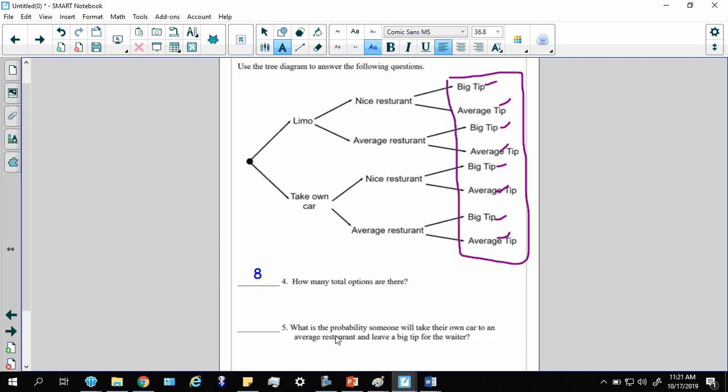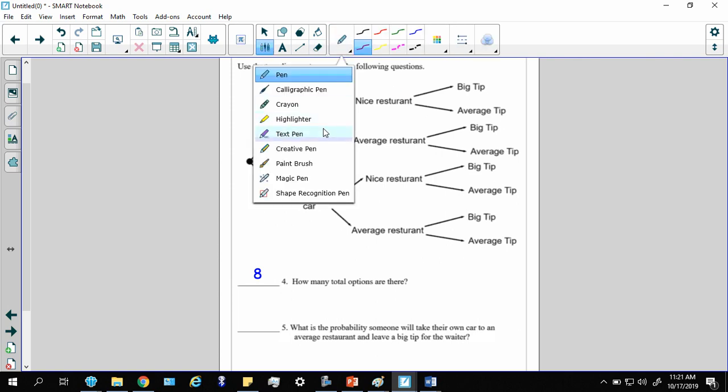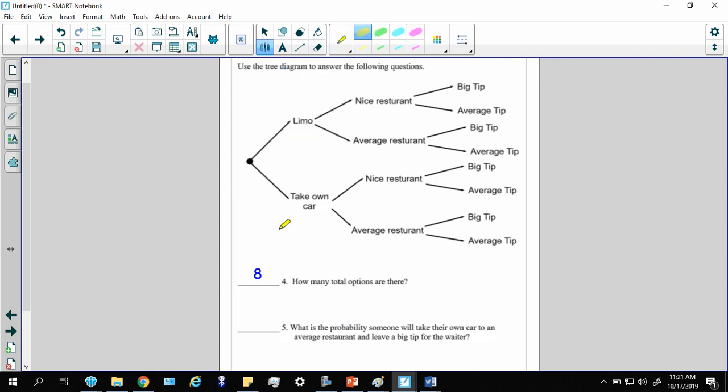All right. Now, what is the probability that someone will take their own car to an average restaurant and leave a big tip? All right. Now, this is something that we're going to need to use the entire tree for. All right. So let me get my highlighter here. Well, probably someone use their own car. All right. I'm going to highlight that. Go to an average restaurant. There you go. And then lastly, leave a big tip for the waiter. Notice you're using the entire tree, and you got to the very last. All right, so this is a 1 out of 8 situation. All right?